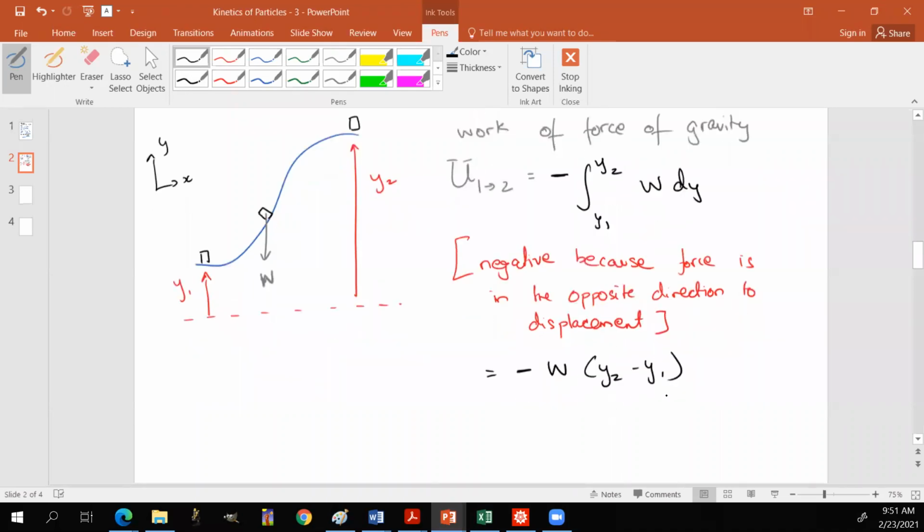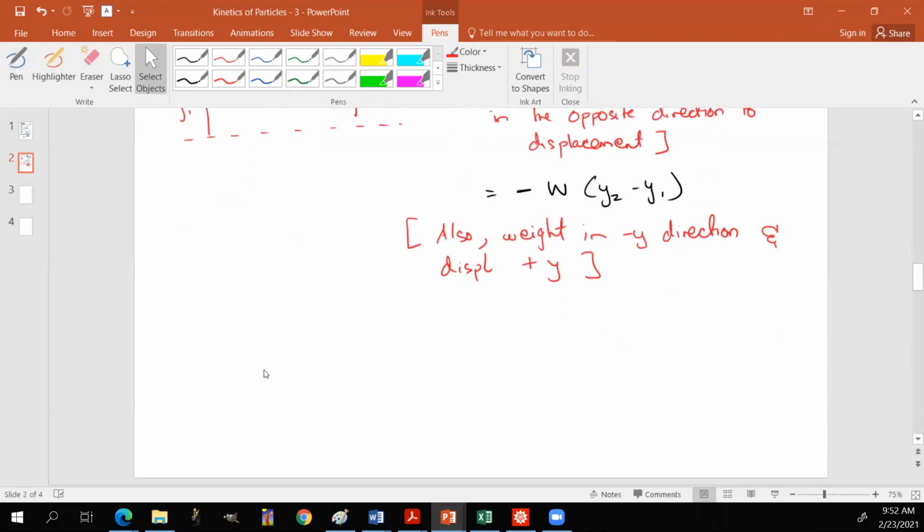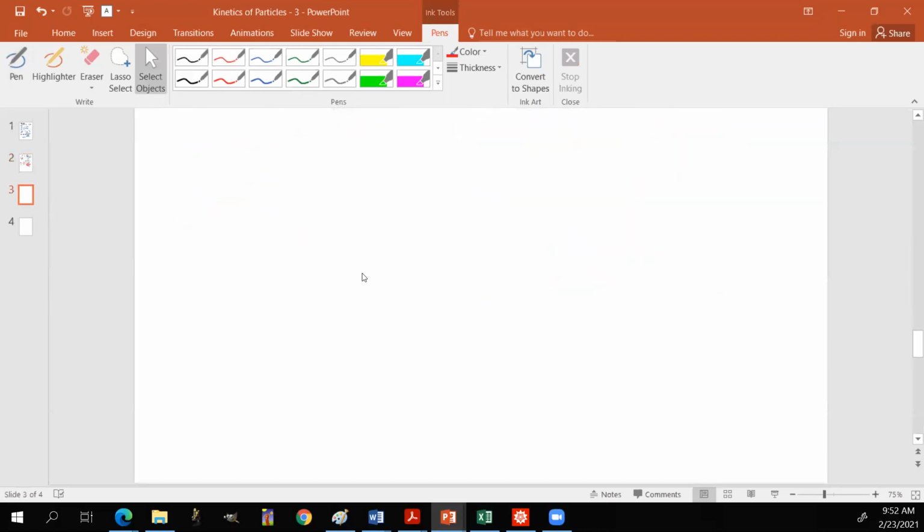Right? Another way, as we said, you can look at the weight and the displacement relative to each other, or you can look at it relative to your coordinate frame as well, right? So you can also look at it in the sense that the weight is in the negative y direction and the displacement is in the positive y, right? So overall, the sense for your energy is going to be negative. All right. Next, you have work done due to gravitational force.